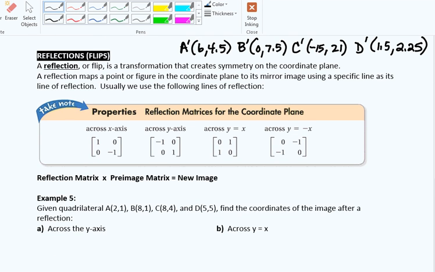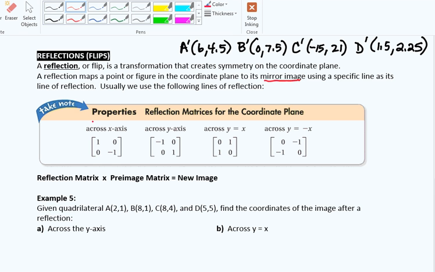Now, reflection and rotation, they use multipliers. So a reflection or a flip is a transformation that creates symmetry on the coordinate plane. It's when you take your figure and you flip it over some line. A reflection maps a point or a figure in the coordinate plane to its mirror image using a specific line as its line of reflection. Or in other words, it depends on where you put your mirror to see where the reflection is going to end up.